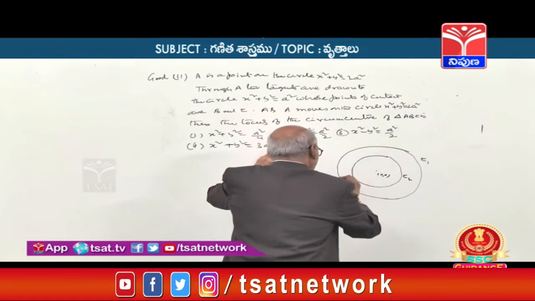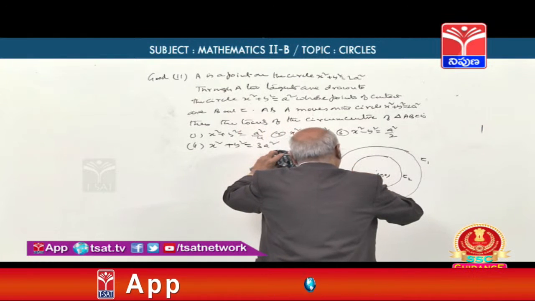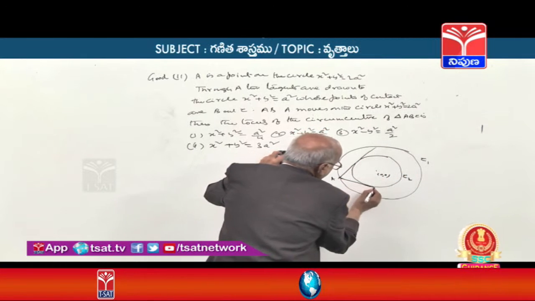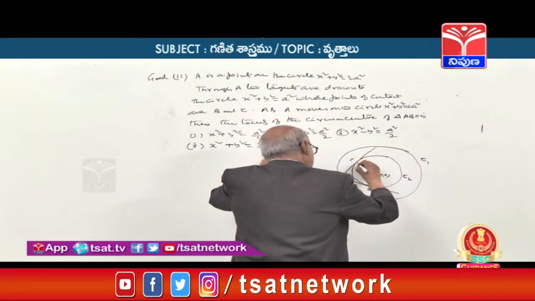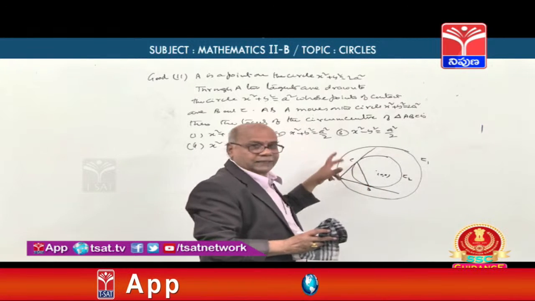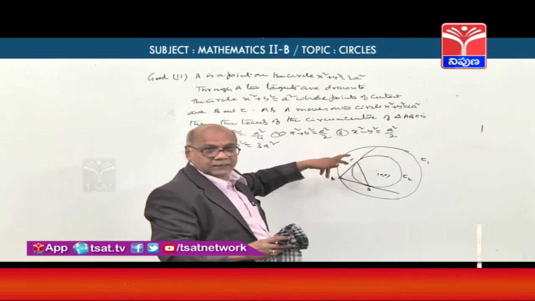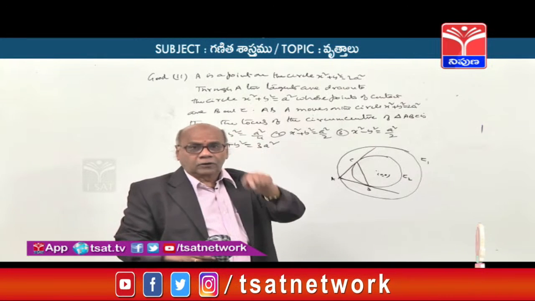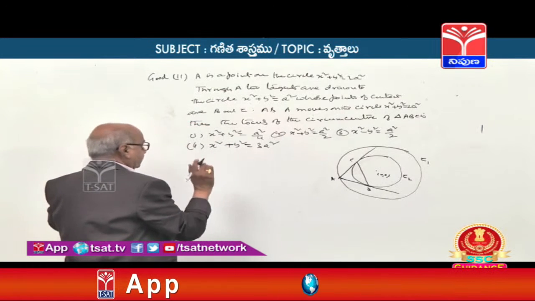Now, what he has taken is a point A on the outer circle and drawn tangents to the inner circle, so that the points of contact are at B and C. Now, as A moves on the circle, this chord BC will change. That means the triangle changes. But every triangle will have a circumcenter, and the locus of that circumcenter he is asking.